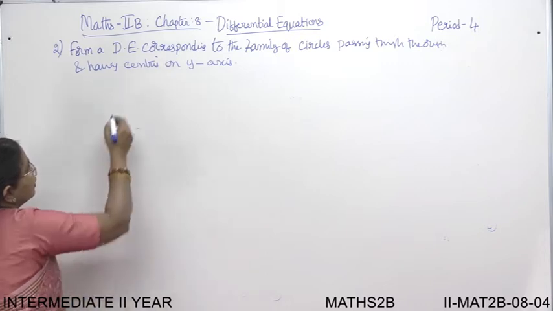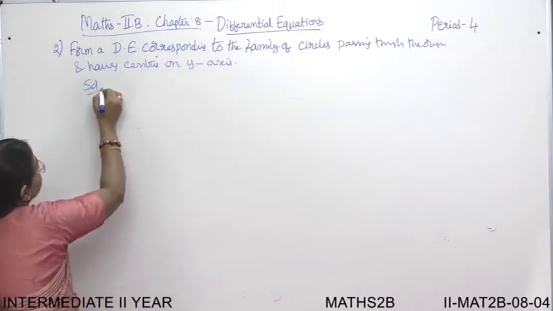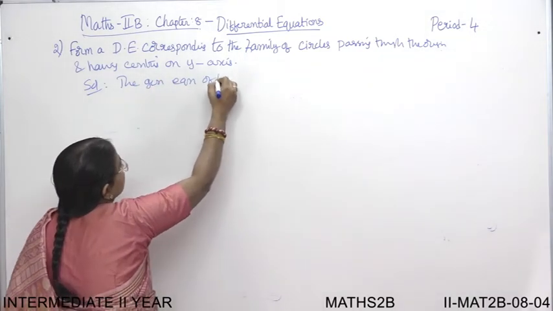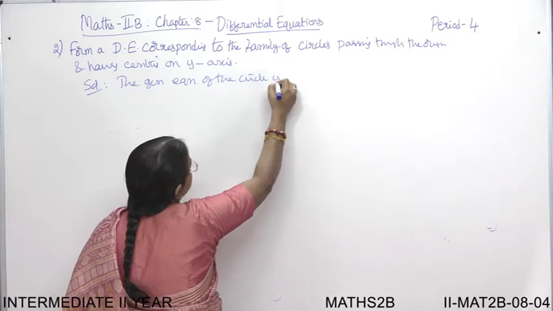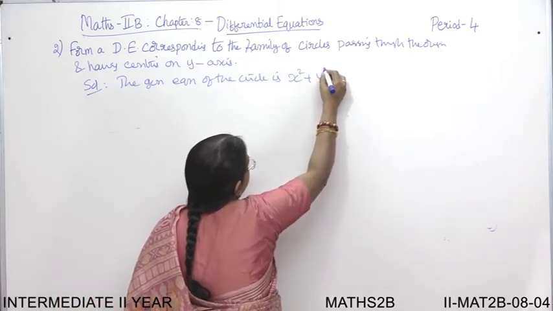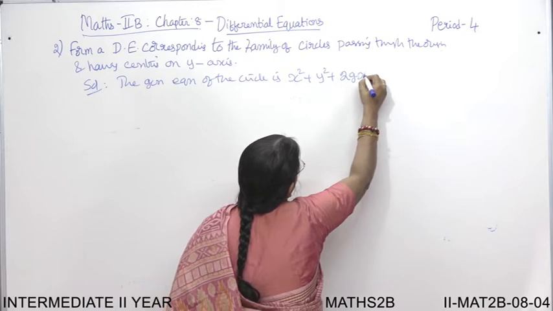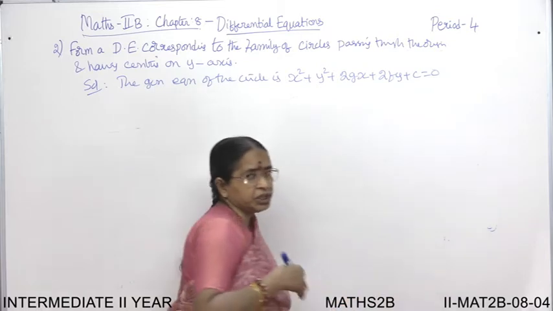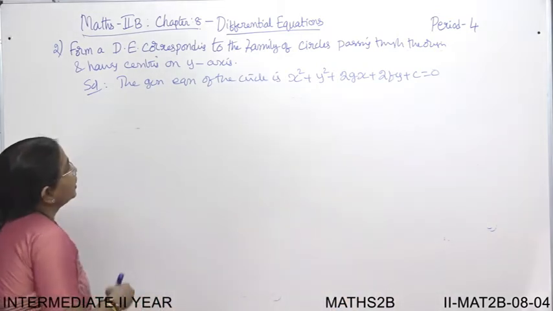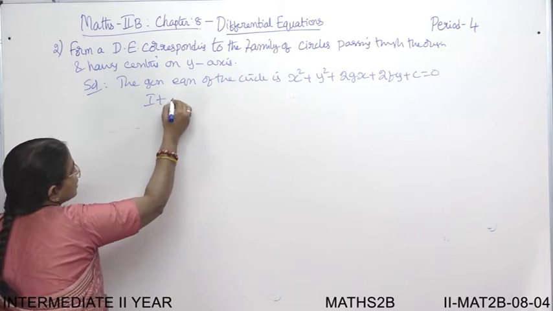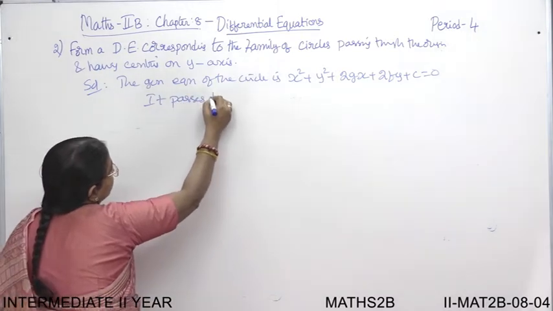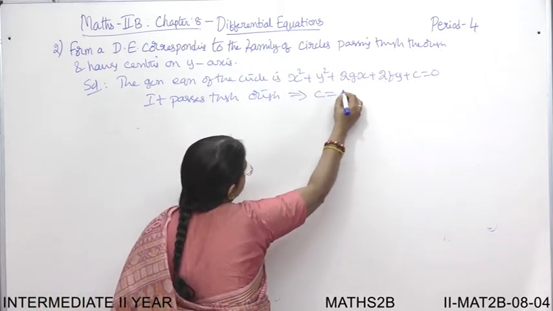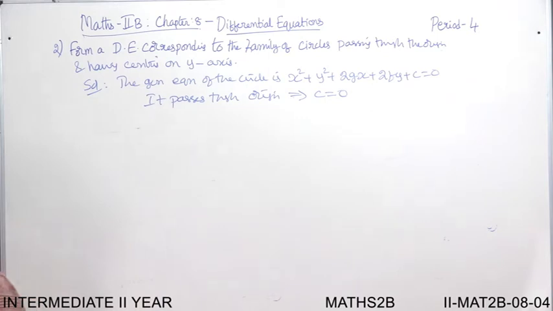So we know that the general equation of the circle is x square plus y square plus 2gx plus 2fy plus c is equal to 0, where g, f, c are parameters. Now it is passing through the origin. So what is c? It passes through the origin implies c is equal to 0.